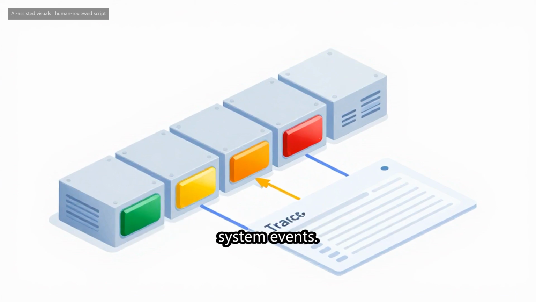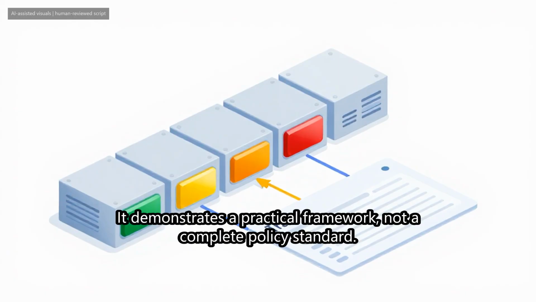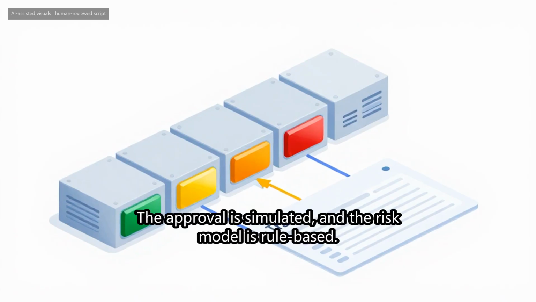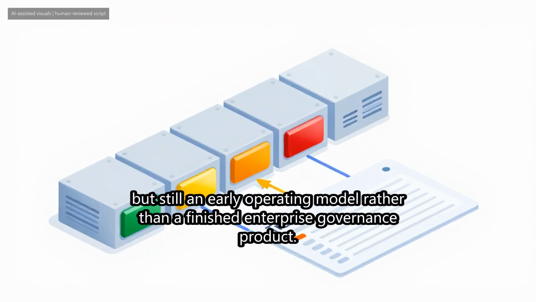At the same time, the source is careful about scope. It demonstrates a practical framework, not a complete policy standard. The approval is simulated, and the risk model is rule-based. So this is a workable control pattern, but still an early operating model rather than a finished enterprise governance product.